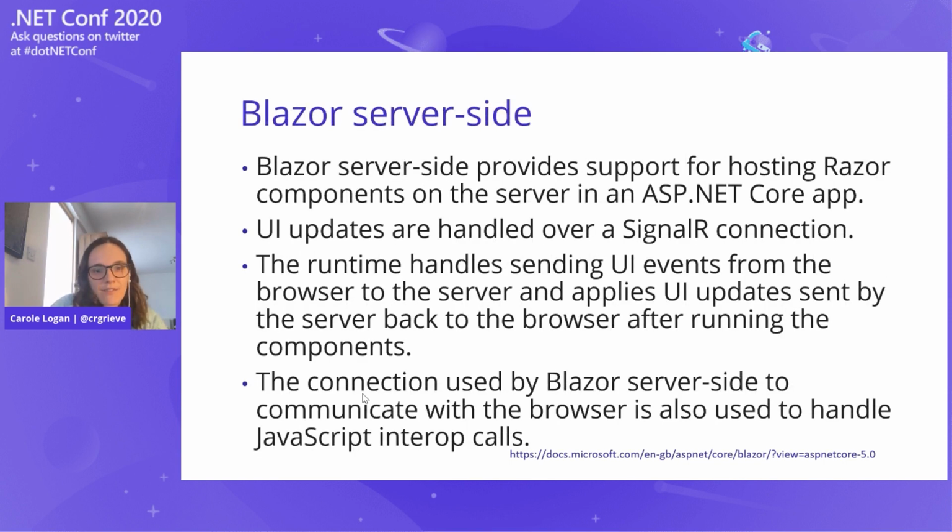So on the server side, just to have a quick look at the difference between the two, Blazor server side provides support for hosting Razor components on the server of a .NET Core app, and the UI updates are handled using SignalR, which I'll explain a little bit in a second. And the runtime handles sending those UI events from the browser to the server, and it applies the updates as and when they're ready for the components. And again, it uses JavaScript interop to allow that communication to happen. So it lets you have the Blazor single page app type functionality without full page reloads, but it is still actually hitting your server on the back end.